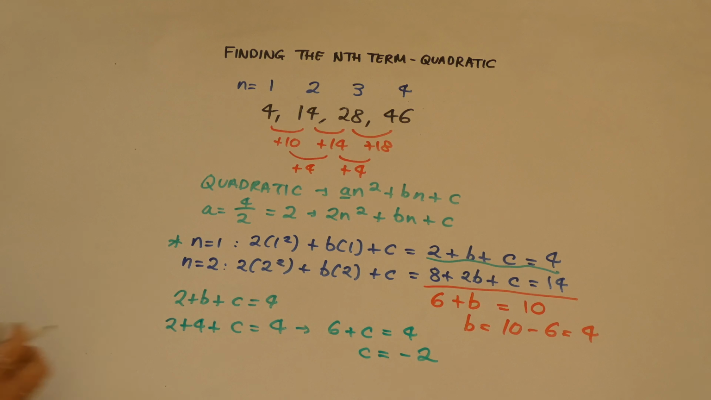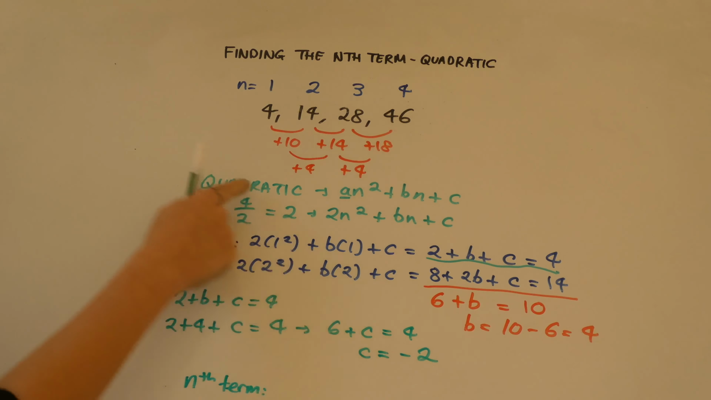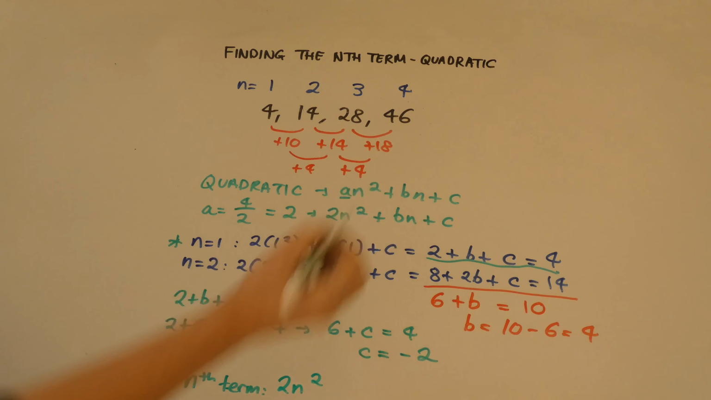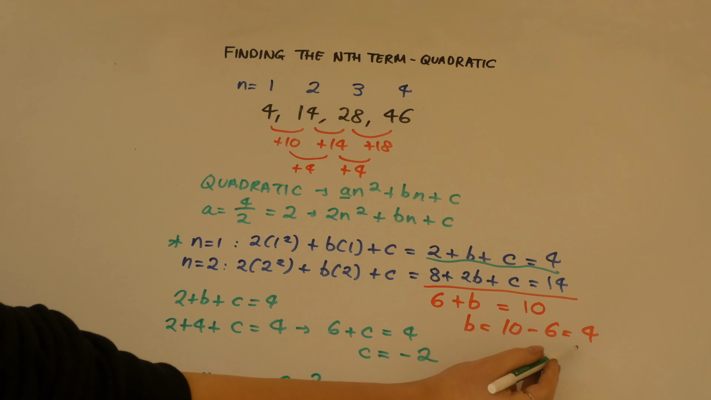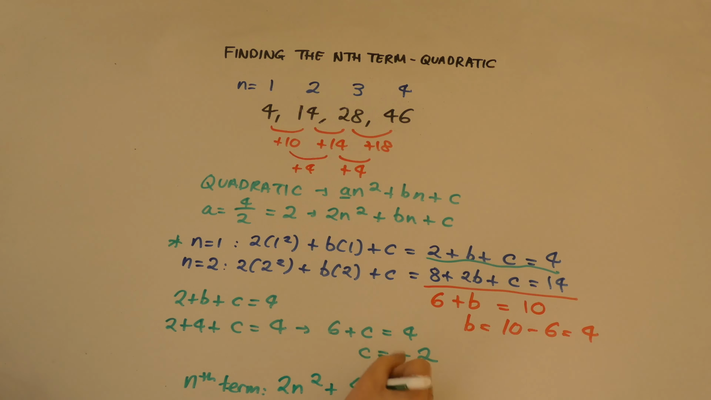So now we've found our three values. To find our nth term, which we'll just write here, we just need to input them into this quadratic format. So we're going to get an squared, and we know a is 2. So we get 2n squared. We then get plus bn, and we know our value of b is 4. So plus 4n plus c, which is minus 2. So our nth term is 2n squared plus 4n minus 2.